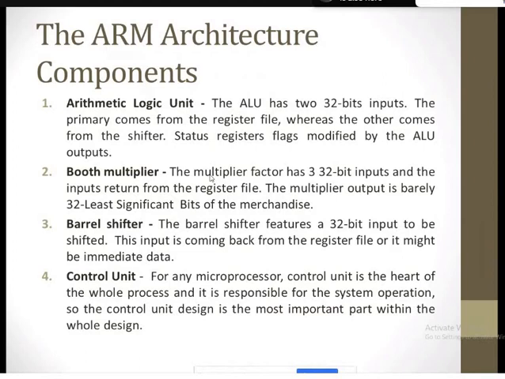Control unit. For any microprocessor, the control unit is the heart of the whole process, and it is responsible for the system operation. So the control unit design is the most important part within the system.